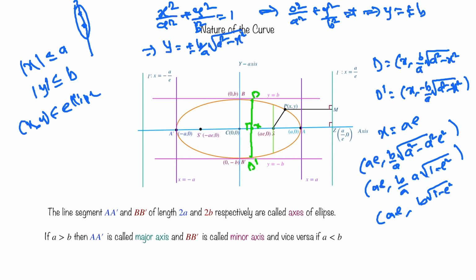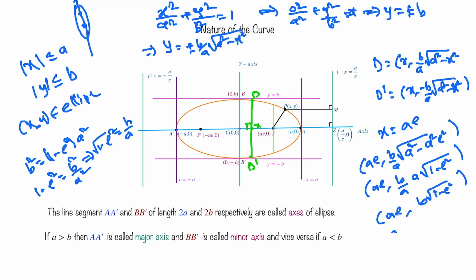But we know the relationship between b, a, e. What is that? b square equals (1 minus e square) times a square. So that implies 1 minus e square is b square by a square, which implies under root 1 minus e square is equal to b by a. So this is going to be (ae, b times b by a), so (ae, b square by a). So one endpoint is going to be (ae, b square by a). The other will be the mirror image of this, that is simply (ae, minus b square by a).